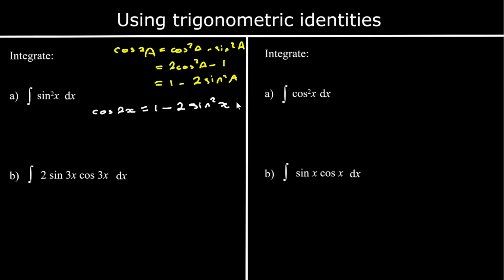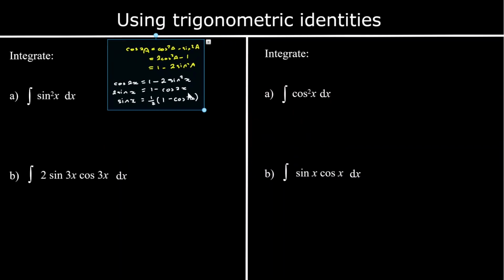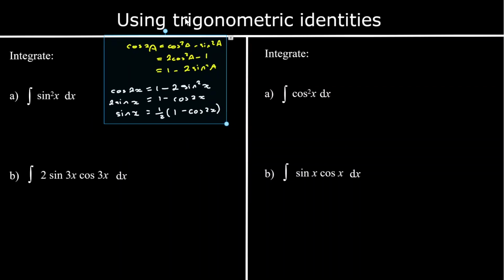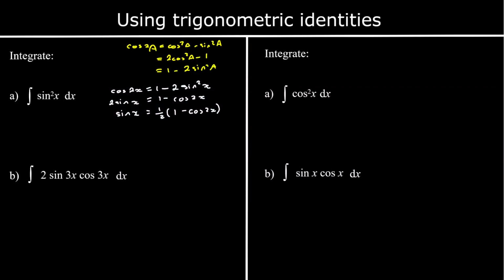Rearrange that to get sine squared x by itself. So plus 2 sine squared x to both sides. Take away cos 2x, and then half both sides. So sine squared x is half of 1 minus cos 2x. So now we can change the question.